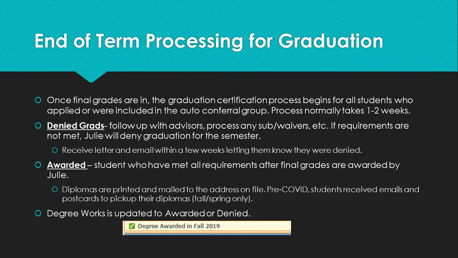them. The denied group, I'll try and follow up with advisors if I see that there's any kind of adjustment that might be able to be made, following up on any sub waivers. And if requirements are still not met, then Julie will go ahead and deny them for the semester. And those students that were denied then receive a letter and an email within a few weeks letting them know that they were denied. The letter that they receive just states that they didn't meet the requirements for whatever degree or certificate they were in, and some follow-up.